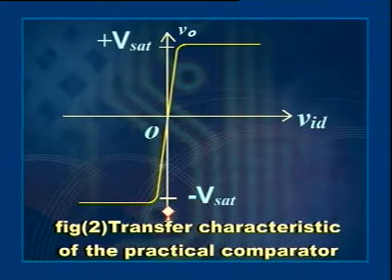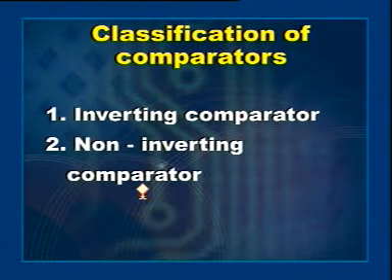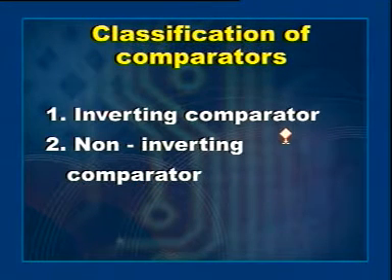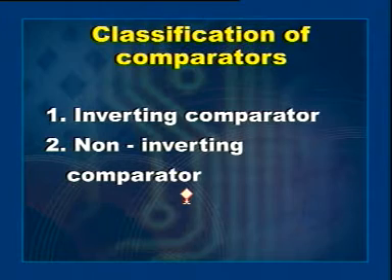Transfer characteristic of the practical comparator is as shown in figure. Here at VID equal to 0 and above that value and below that value, the V0 rises linearly from minus Vsat to plus Vsat. Now let us discuss different types of comparators. Classification of comparators: 1. Inverting comparator, 2. Non-inverting comparator.